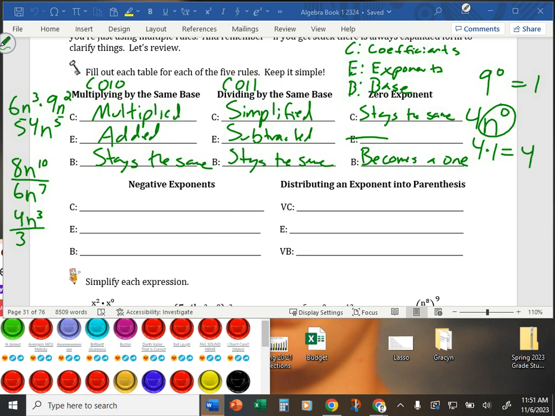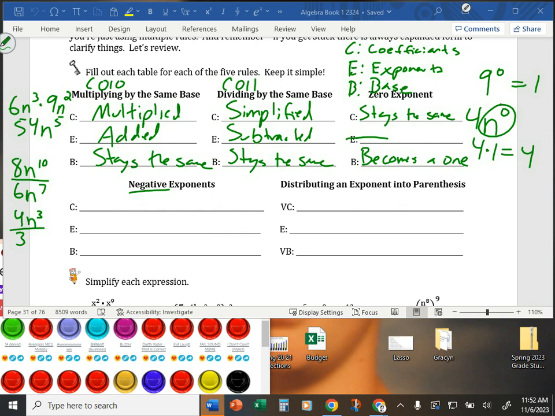Okay, 4 times 1 gives us 4. So this is the rule where the role of the coefficient stays the same. Nothing happens to it. Negative exponent, obviously you'll know you're dealing with a negative exponent when you have a negative exponent. This is the rule. What happens to the coefficient in a negative exponent? Look back if you need to.